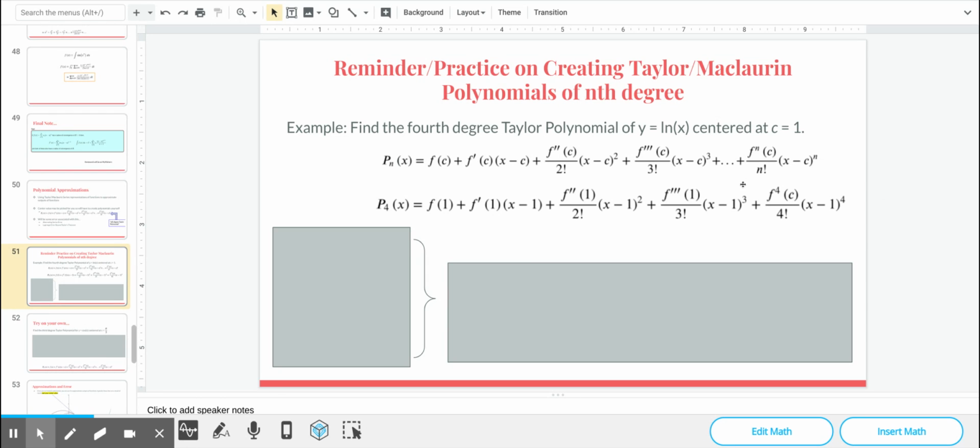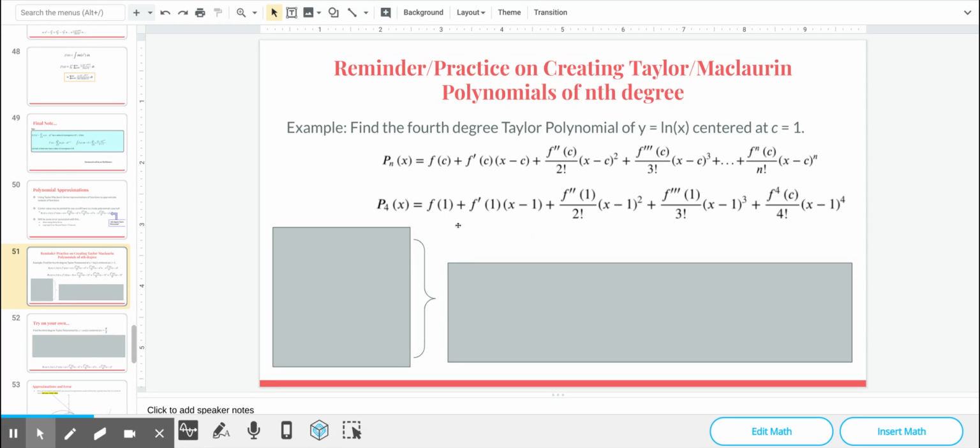So now, what is everything that we're missing? Well, the 2 factorial, 3 factorial, 4 factorial, those are just numbers, so those are fine. X minus 1 squared, cubed, and to the fourth, those aren't going to change, because I want to plug something in for x, so I'm not going to make x something and get an actual number there. Those are okay.